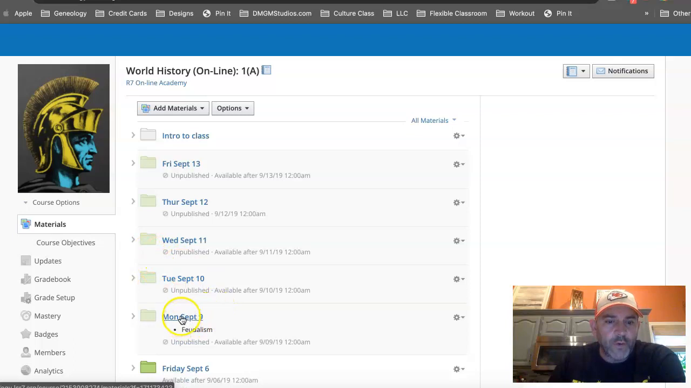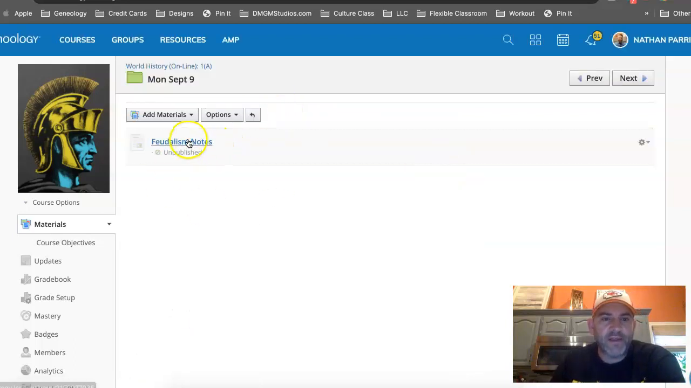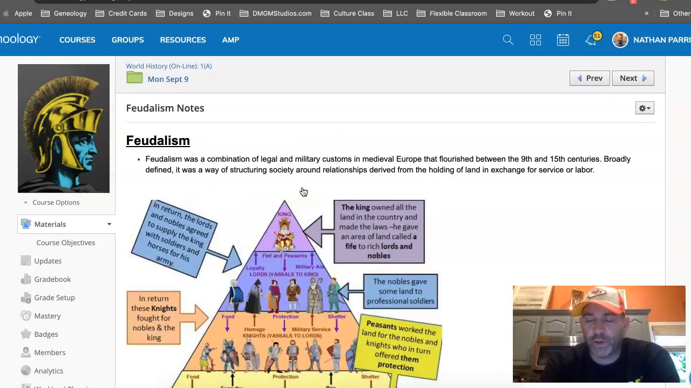Okay, so today is Monday, September 9th, and we're going to be taking notes over feudalism, okay? A few things about feudalism. Number one, it is the dominant social structure in Europe following the fall of Rome. Okay, so basically what that means is that after the fall of Rome, it is how people lived their lives.